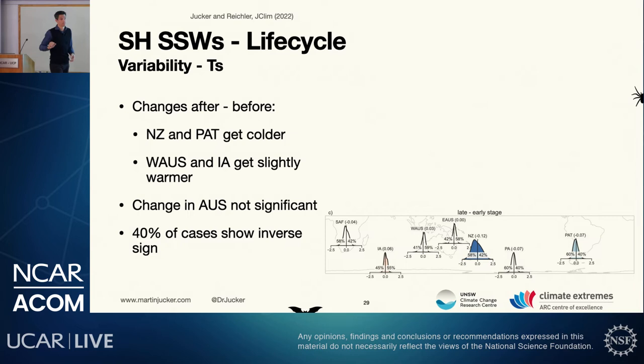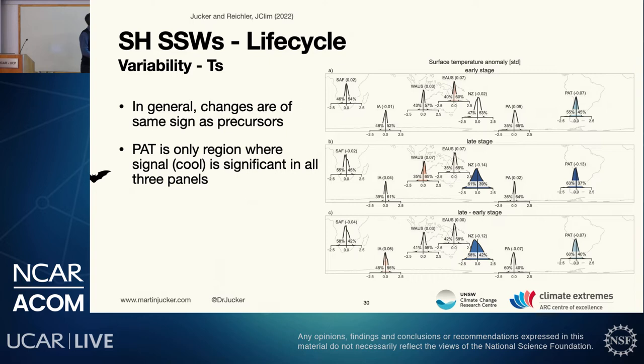And so looking at all of them, so this is what I said, Eastern Australia is hot and dry, but it's already the case before. And it's actually significant before, but it's not significant after. And what else? The only region where in all three panels the signal is significant is that one, which is cool and gets even cooler, and also the shift is significant. All the others have in one or the other panel, it's not significant.